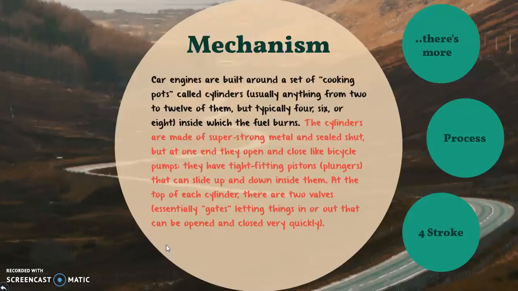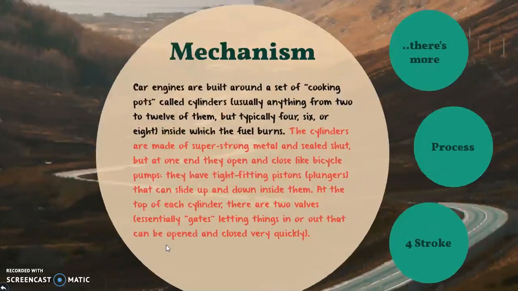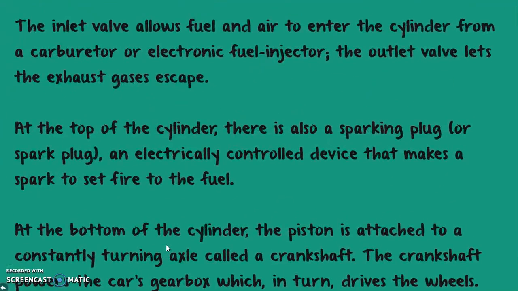Inside these cylinders, the fuel burns. The cylinders have to be made of very strong metal and sealed shut because the processes inside them take place at high pressure. There are also tight-fitting pistons that can slide up and down inside them. At the top of each cylinder, there are 2 valves. One is the inlet valve, which allows fuel and air to enter the cylinder from a carburetor or electronic fuel injector, and then there's the outlet valve that lets the exhaust gases escape.